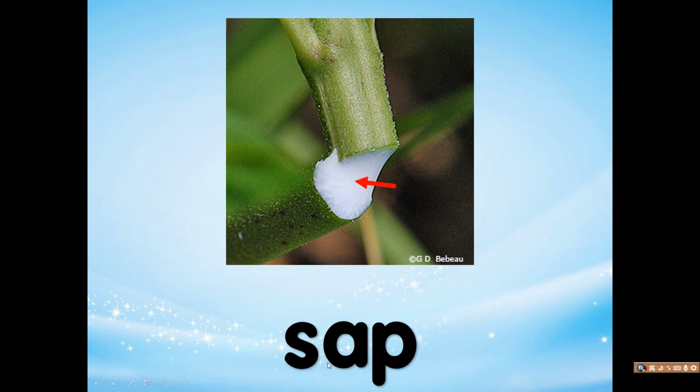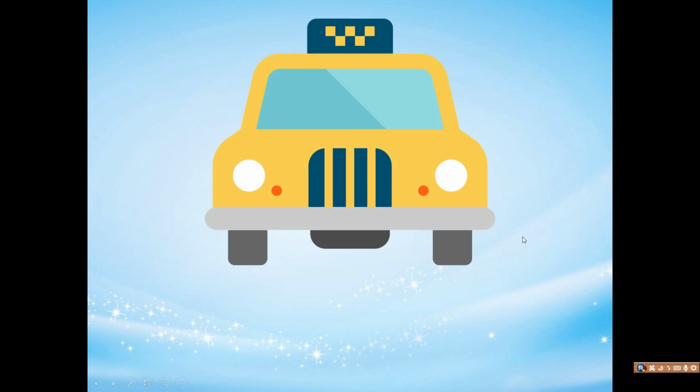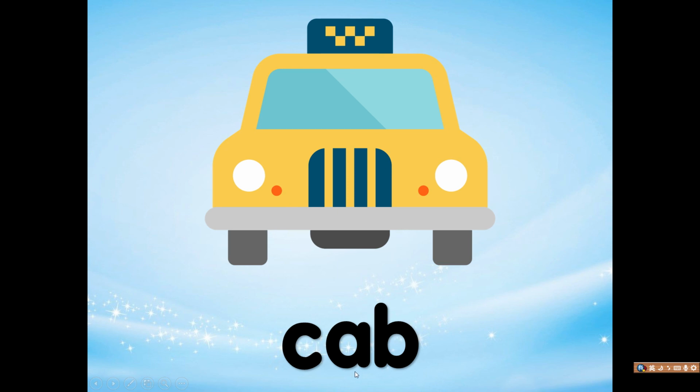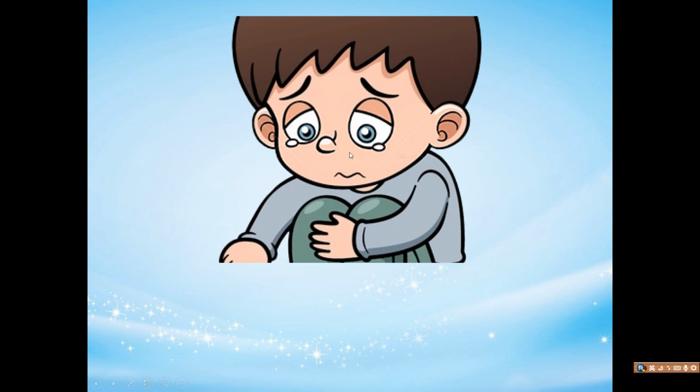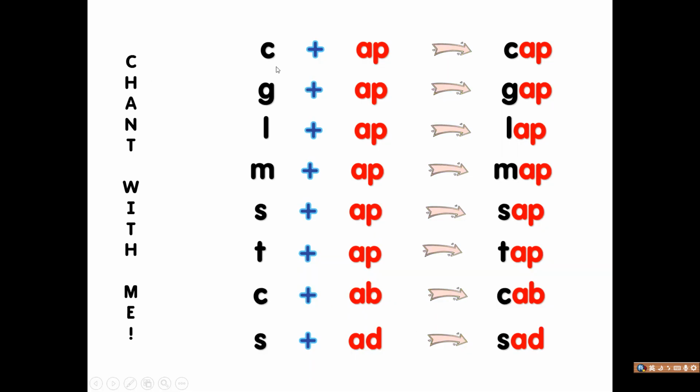What is this? Sap. S-A-P, sap. Tap. Very good. How to spell? T-A-P, tap. Very good. Let's go on. What is this? Cab. C-A-B, cab. How does he feel? Sad. Very good. How to spell? S-A-D, sad. Let's chant with me.